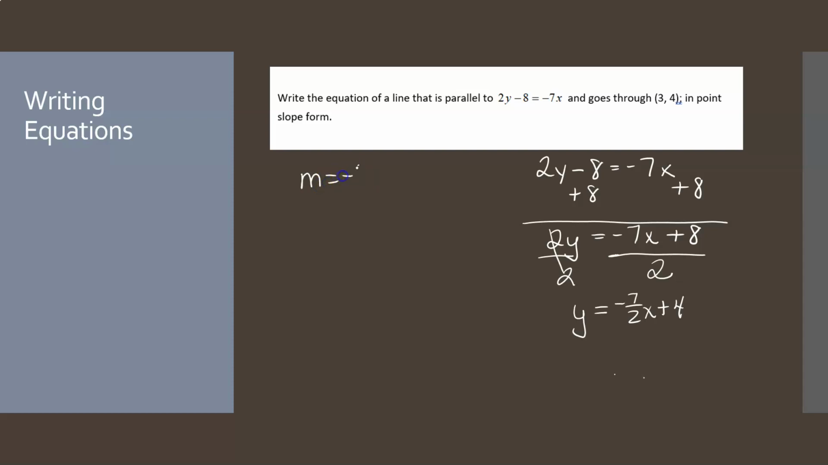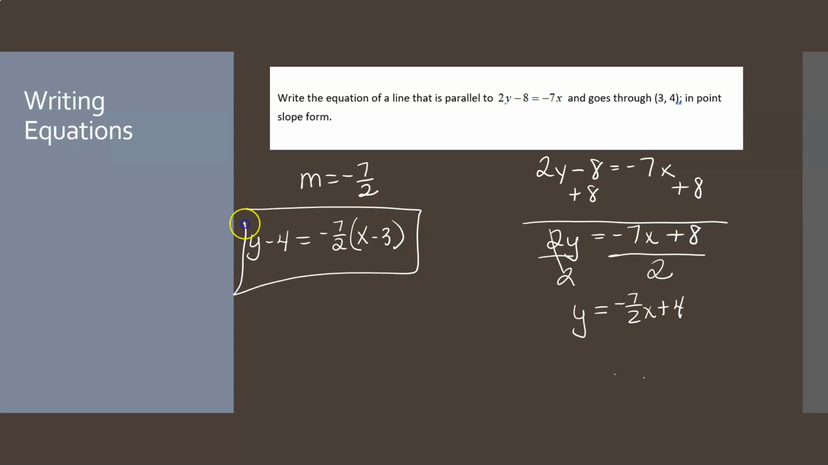We're looking for a line that's parallel, so it has the same slope as this. Now we're going to have to put it in point slope form. So we're going to use that point. y minus 4 equals -7/2 times the quantity x minus 3. There we go.